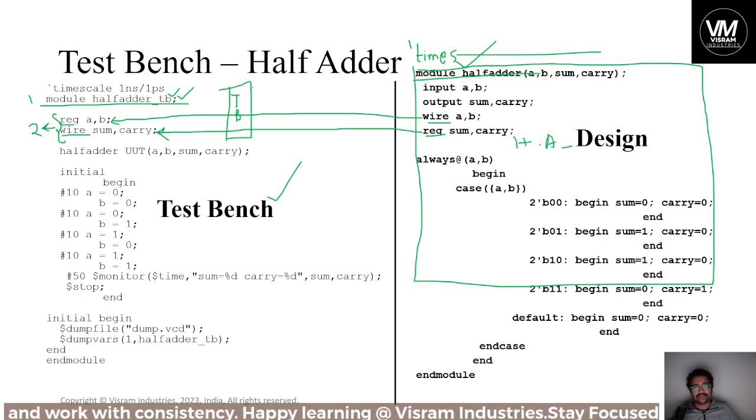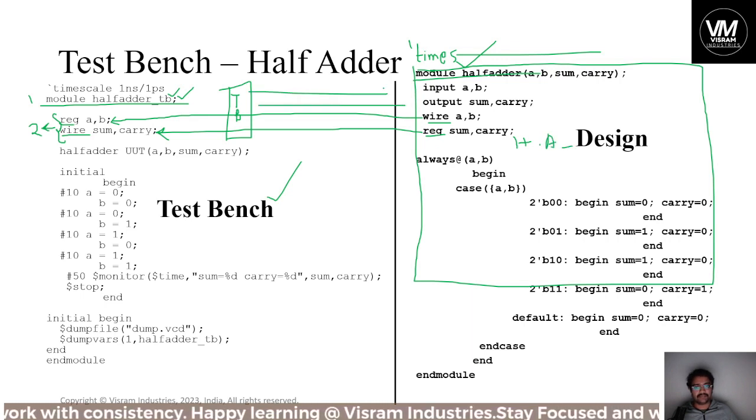Half adder design. So it is connected here in this way. Okay, relate it, imagine it. Then the third step is instantiation.